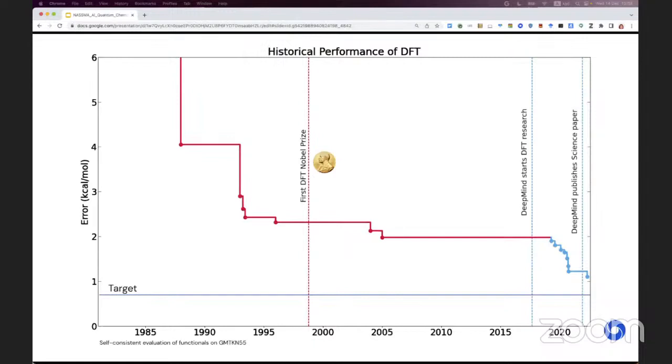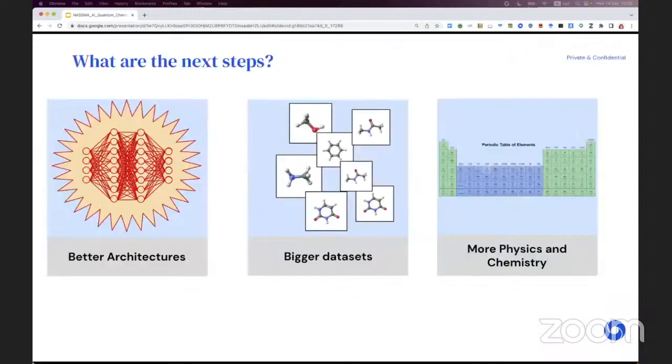And we are sitting here right now, so we haven't reached the target that we set for ourselves. And the reason why this is our target is because we believe that if we manage to reach that accuracy, we will be able to replace lots of experiments that are happening now in the labs with quantum chemistry simulations in the computer. So there's some work to do. And therefore, there are some steps that we want to follow.